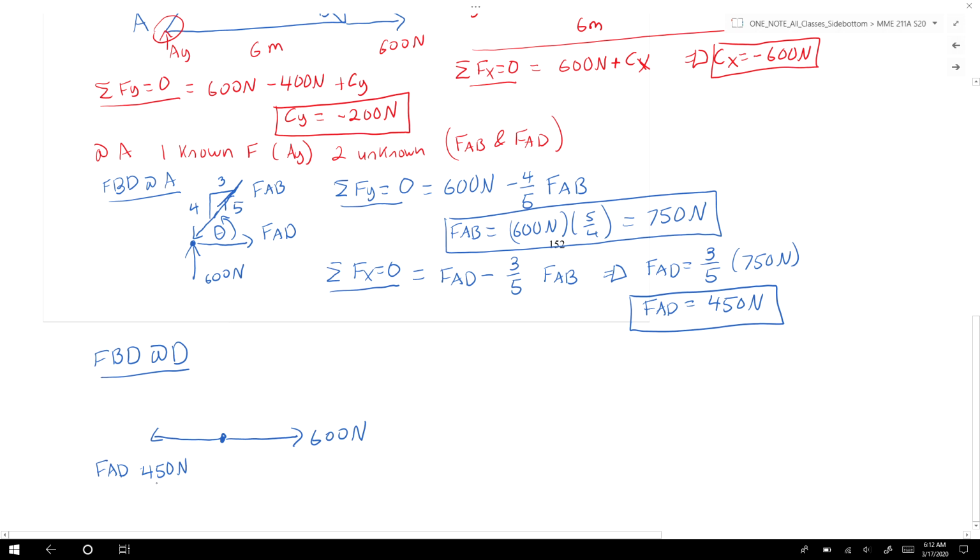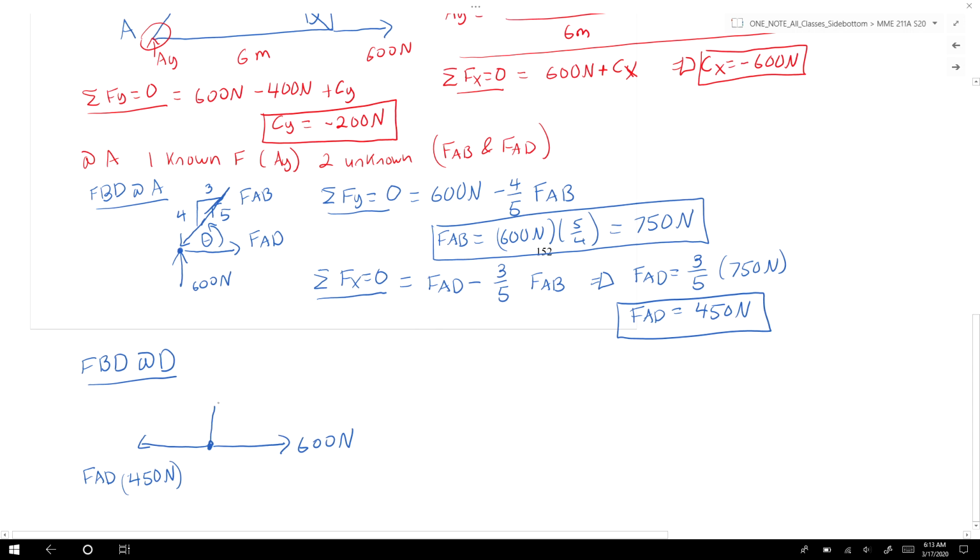All right, and then we have two additional forces that are unknown. We have a force that will go up to point C, so I'll say this is FCD, and then we're left with our force that goes from point B to point D, so FBD. FBD again is going to go along a 3, 4, 5 triangle.